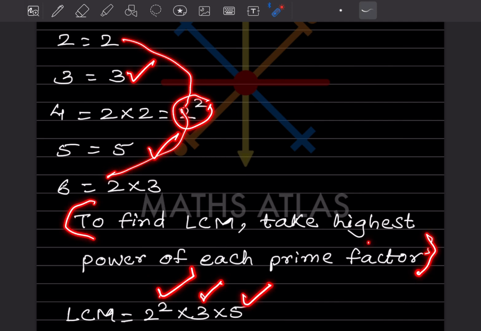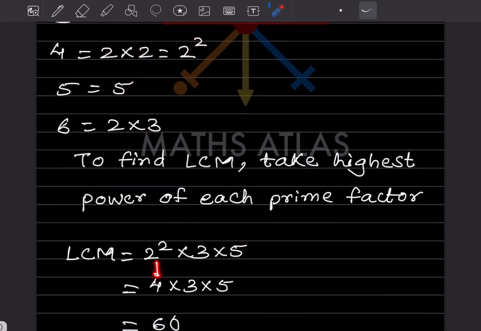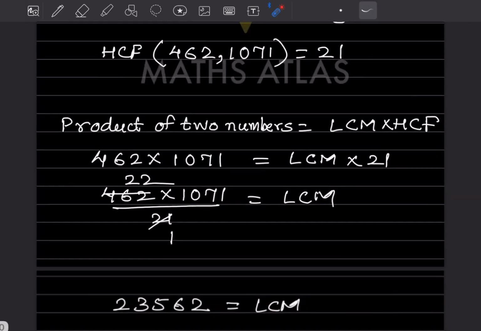To find LCM, take the highest power of each prime factor. These are the prime factors. So this will be 4 into 3 into 5, which is going to be 60. Therefore, the smallest positive integer divisible by 2, 3, 4, 5, and 6 is 60.